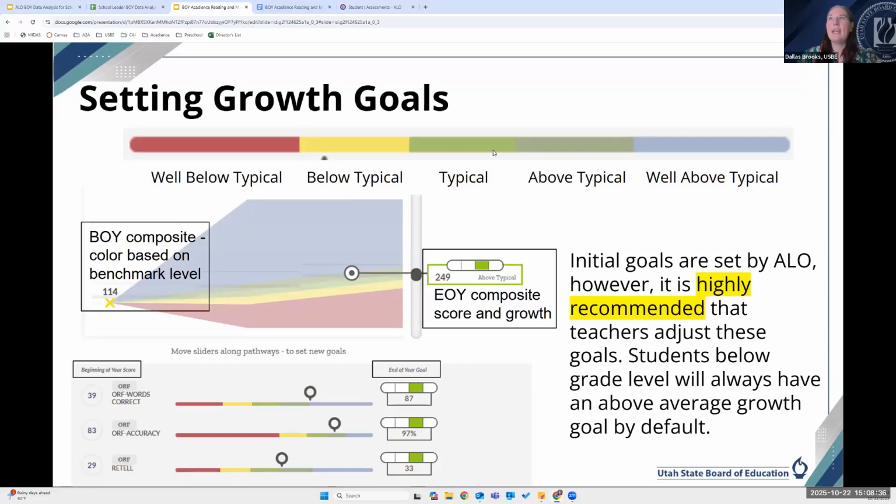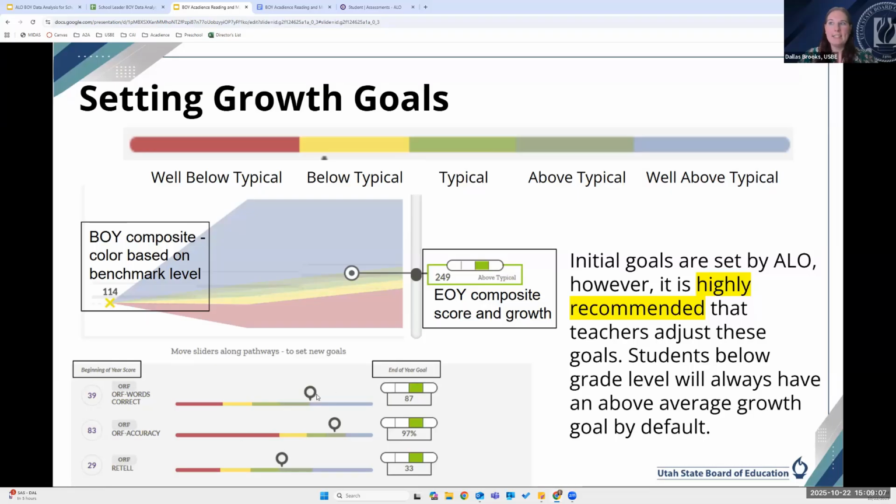When you are setting those growth goals, we saw a little bit in the video, but as you move these sliders on the bottom, it is going to show you specifically for the measures what would happen. And then on the top, this is your composite score and what's going to be happening with the composite. So there's always going to be the little X that is color coded and tells you where your student is starting. Then on this side, it gives me my beginning of year score. So this is what the student got on BOY.